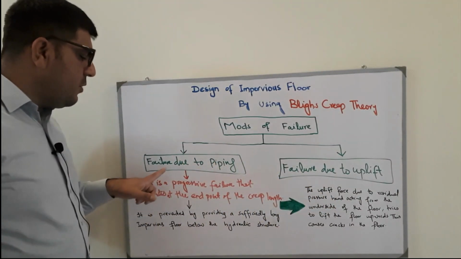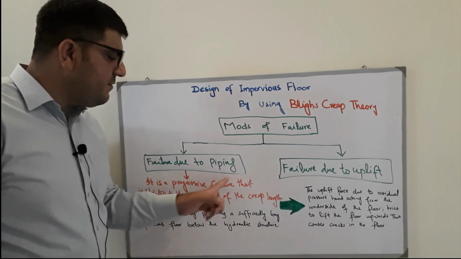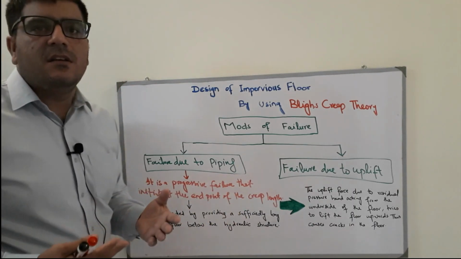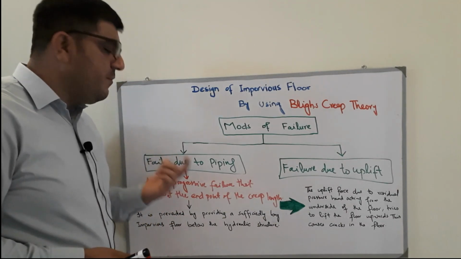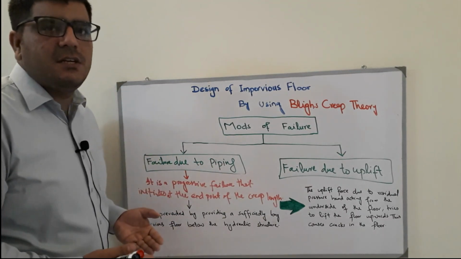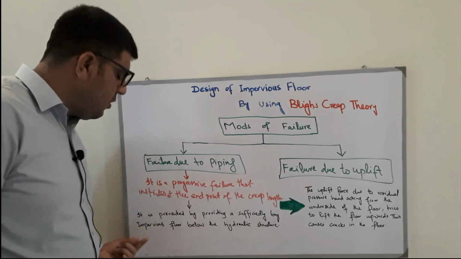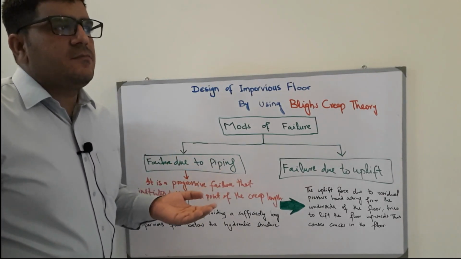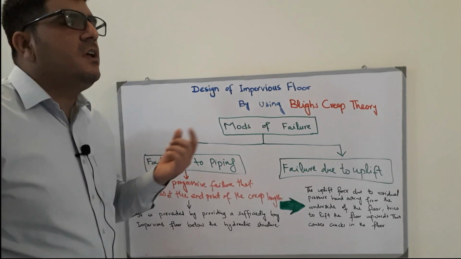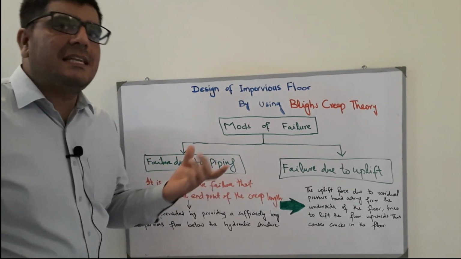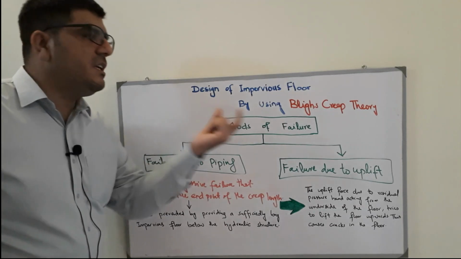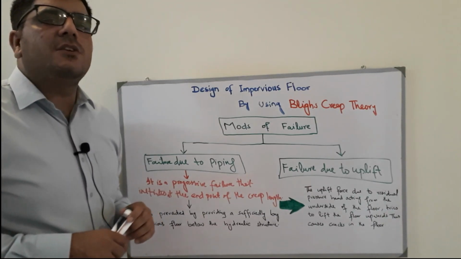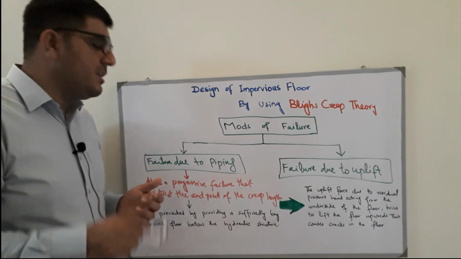Now, failure due to piping is a progressive failure that initiates at the end point of the creep length. So how can we prevent failure due to piping? It can be prevented by providing a sufficiently long impervious floor below the hydraulic structure. Then there is a question: how long should it be? When you are designing an impervious floor, its length and thickness, you will need this Bligh's creep theory. Then there are further theories like Lane's theory and Khosla's theory, which we will also teach in later lectures.